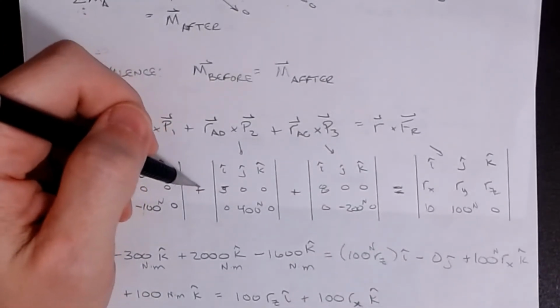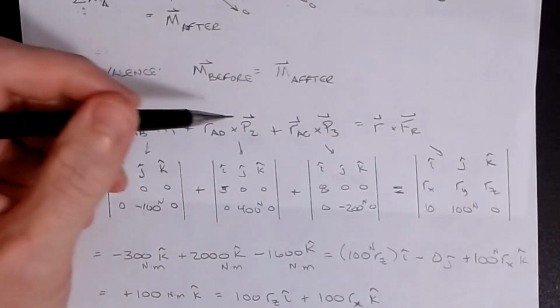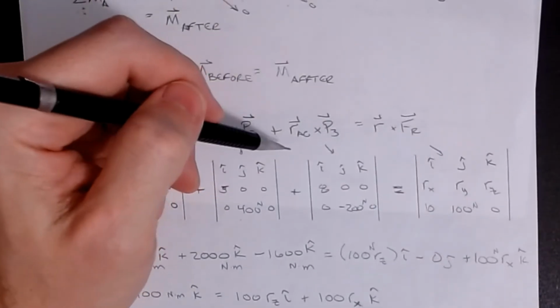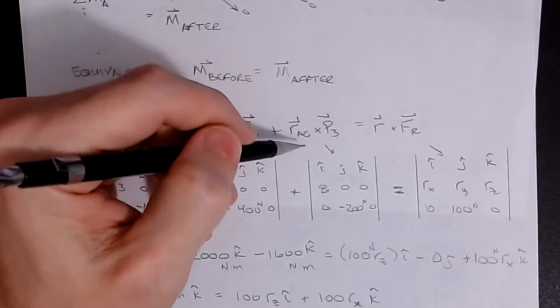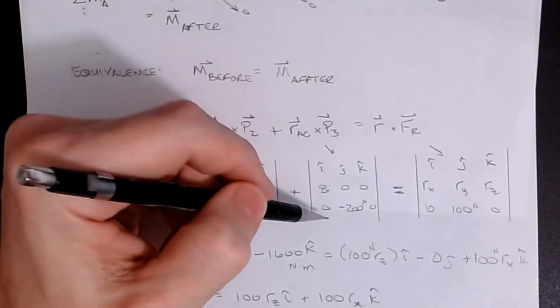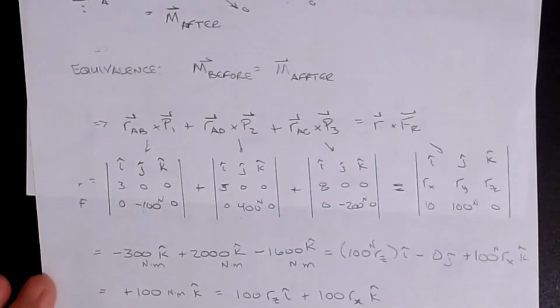And then I can go write the second one. RAD was 5, 0, 0. And P2 is 0, positive 400, 0. So that's the second one. And then RAC has an R of 8, 0, 0, and a 0, minus 200, 0 gets me that one. So we're just filling in the blanks on this.